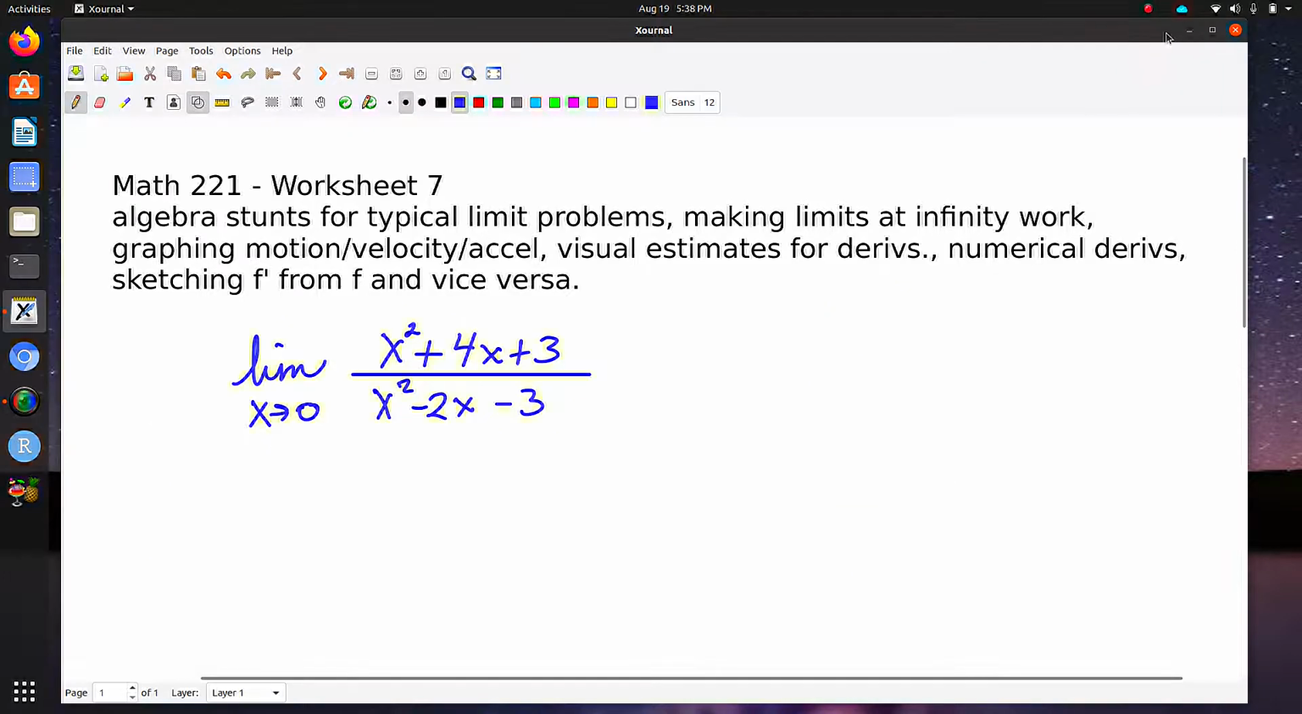All right, here's an example of what I was just talking about before. If you say, wait a minute, I can pop 0 into everything, I just get 3 over minus 3, and that's negative 1. That doesn't require any fancy tools. But let's say we're going to some other limit. For example, I'm pretty sure negative 1 causes a problem, because in the numerator we get, who cares, and in the denominator we get 1 plus 2 minus 3, which is 0, so we have a problem, Houston.